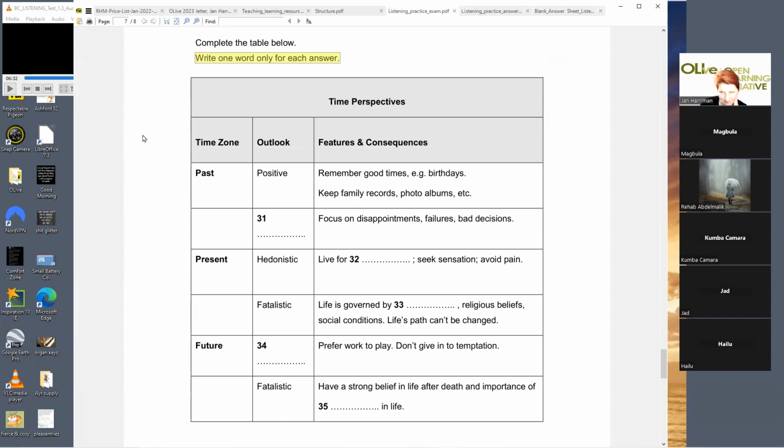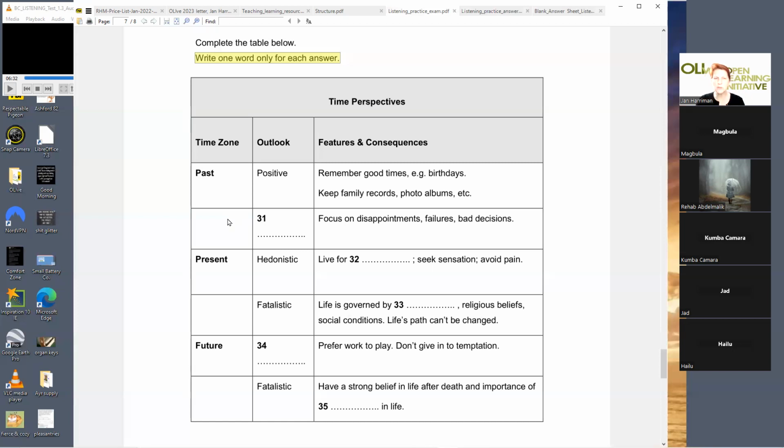One word only. Okay, so can we have two? No. Can we have a number? No, I don't think so. It says word. Just a word. Exactly. Just a word. Okay, so we're going to be listening for these. We've got a time zone. Past is positive, and what do you think the second will be? Negative. Yes, I'm going to make that guess too.